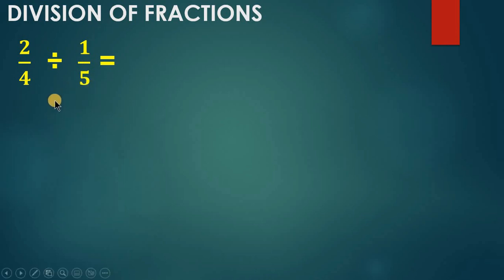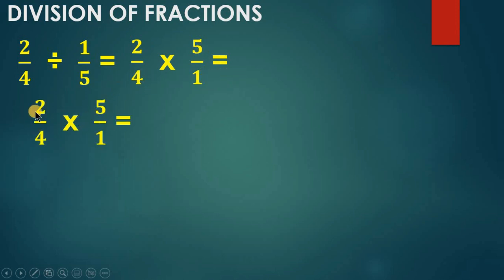So, alin ba dyan yung ating divisor and dividend? So, ito kasi yung ating dividend, ito yung ating divisor. So, dito sa ating divisor, kunin natin yung reciprocal. So, anong magiging reciprocal nyan? So, that will be 5 all over 1. And then, proceed to multiplication. Ayan, naging multiplication na siya. And then, syempre, babalik tayo sa multiplication to multiply the numerators. Ayan. Then, multiply the denominators. Ayan. Ito na yung result. So, 2 times 5 is 10. 4 times 1 is 4.